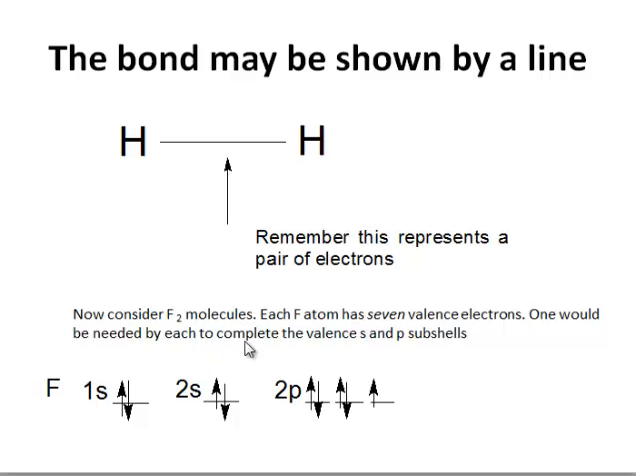Now consider F2 molecules. Each F atom has 7 valence electrons. One would be needed by each to complete the valence s and p subshells. In other words, I'll refer you to this orbital diagram for fluorine down here, and in particular, the valence 2s and 2p subshells. Fluorine needs one electron to fill the subshells and have a quote-unquote octet. And in the case of this molecule, it can accomplish that by sharing.